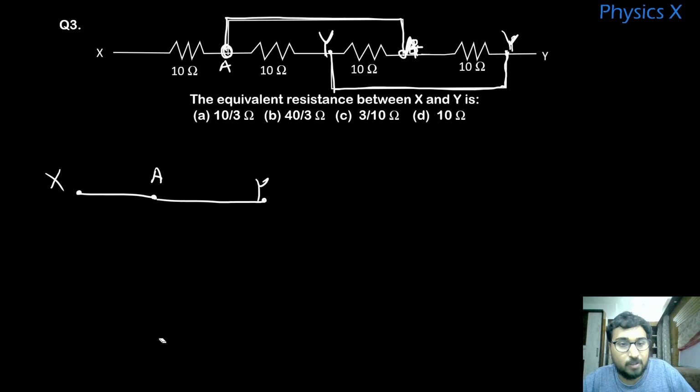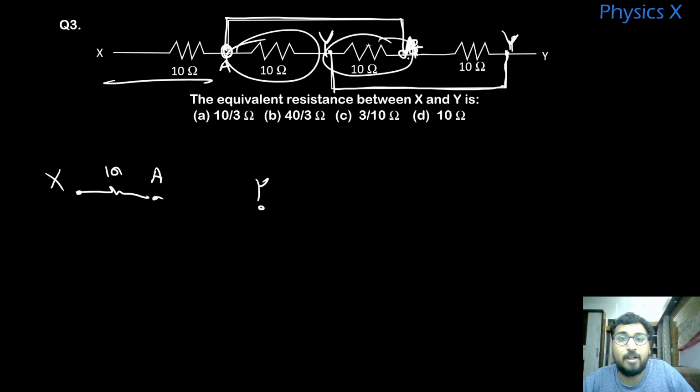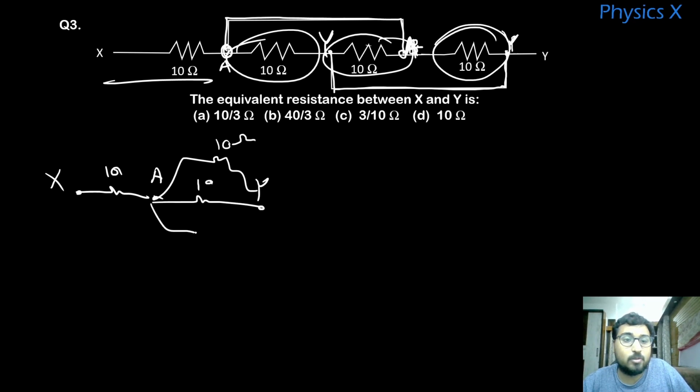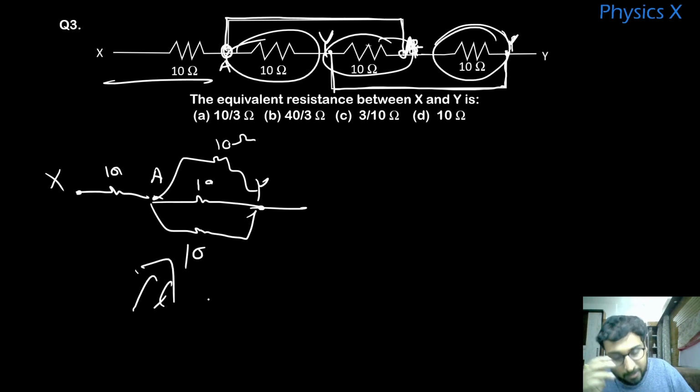And then what will you do? This is A, this is Y, and between X and A you can say 10 ohms. Between A and Y you can see 10 ohm. Between A and Y again 10 ohm. Between A and Y 10 ohm. So 3 10 ohm resistances between A and Y. So this is how you draw the circuit and you find the resistance like this.